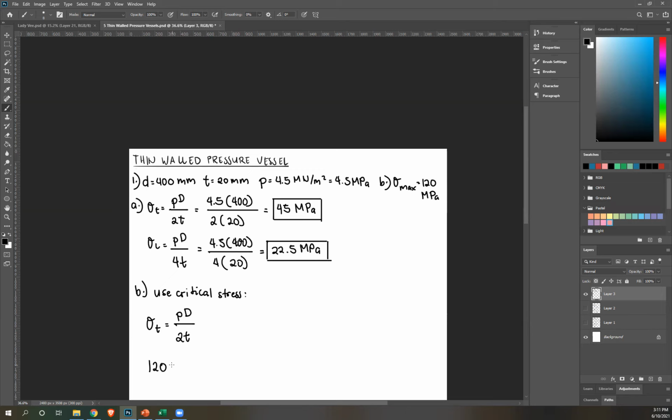So 120 MPa equals P, which is what we're looking for. Diameter is the same, that's 400, over 2 times thickness 20. Solving for P, the maximum pressure that we can get is 12 MPa. That's number 1.